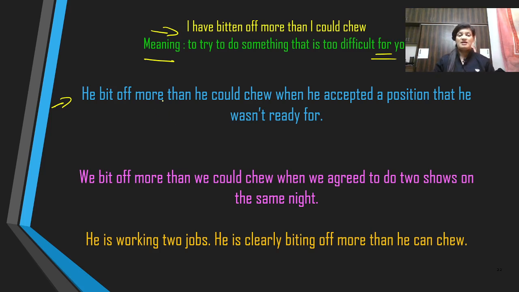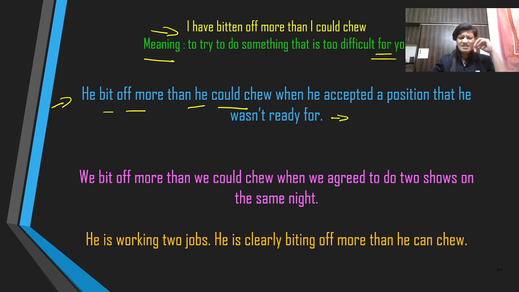Here, this means that you are not able to do something, but then you accept it, assuming you will be able to finish it. But then now it's quite tough to complete the task that you have accepted. So, in that particular situation, you'll be like, I have bitten off more than I could chew. Or you could say, he bit off more than he could chew when he accepted a position that he wasn't ready for.